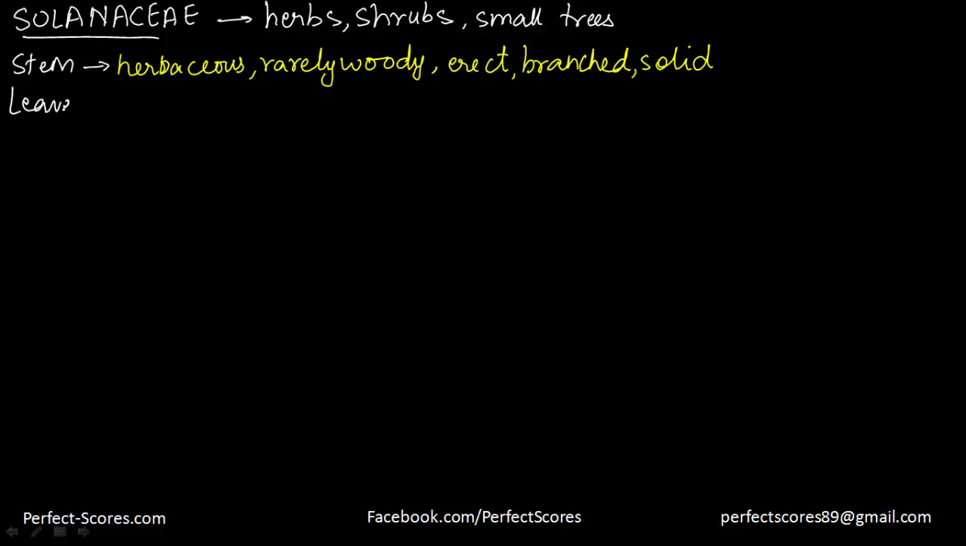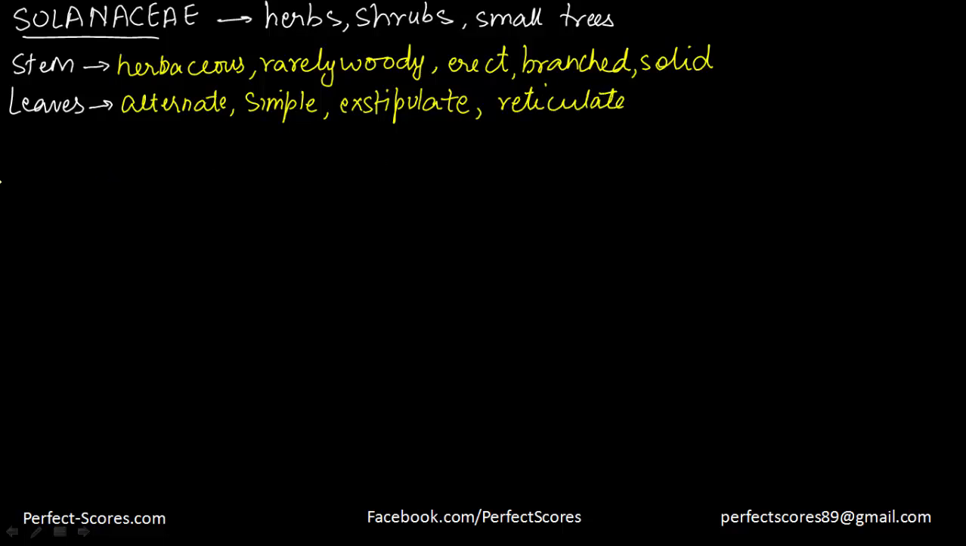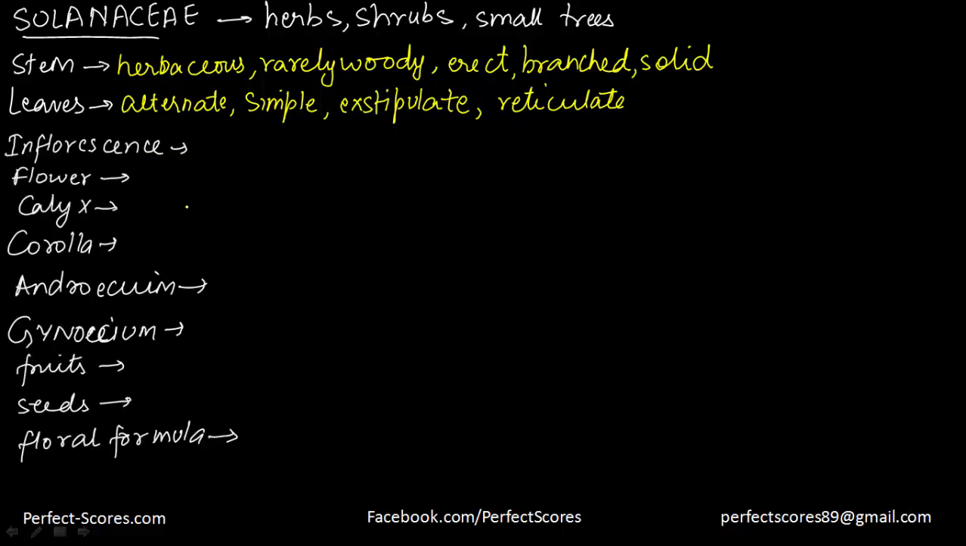So the leaves are typically alternate, simple. Rarely they can be pinnately compound as well, but they are exstipulate, and the venation is reticulate. That means there's a network of veins. Coming to the floral characteristics now. So let me list down these features. And coming to inflorescence, it's solitary, can be axillary or cymose.